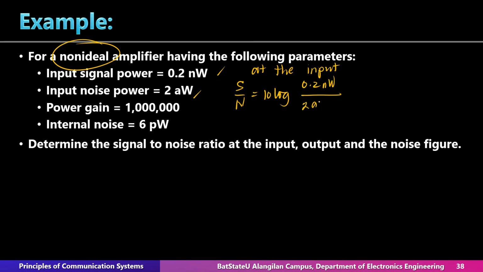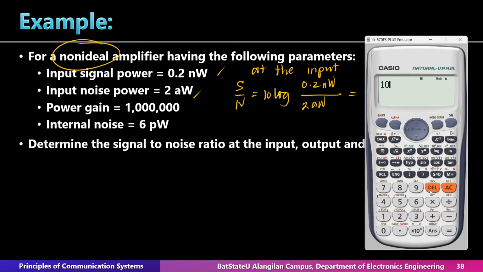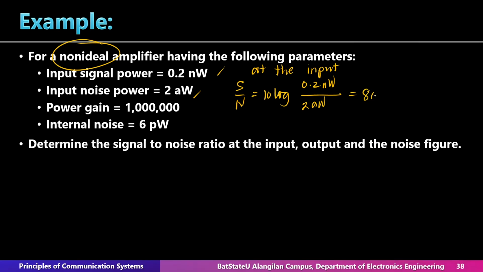Okay. So with the use of a calculator, let's compute that. 10 log of 0.2, nano is to the negative 9, while atto is to the negative 18. And then, poof, the answer is 80. So we have 80 dB of signal-to-noise ratio at the input.